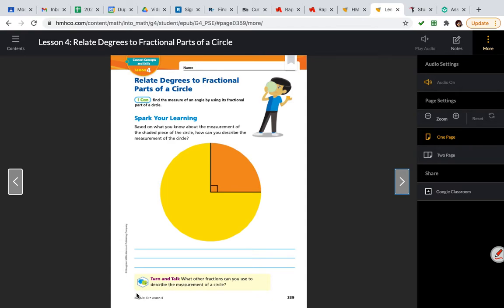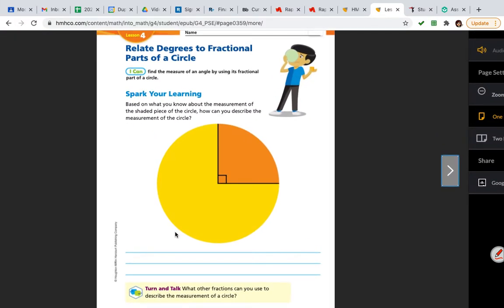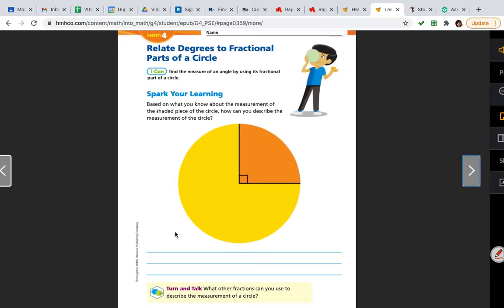Hey guys, today we're on Module 13, Lesson 4. We're on page 339 in your math workbooks, 339. And today's objective is to find the measure of an angle by using its fractional part of a circle. So we're looking at the fractional parts of a circle.